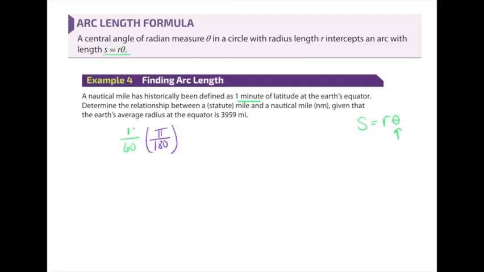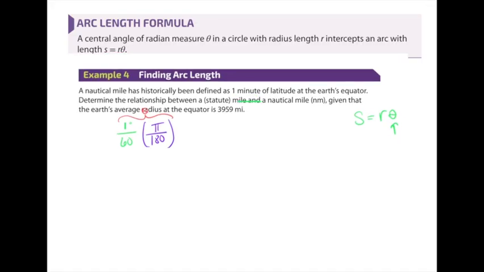So the first thing I did was take it from minutes and seconds to decimal degrees. Then I converted it to radians by pi over 180, okay? So this right here represents my theta. That represents my theta. What do I need to multiply my theta by? My radius. What is my radius?